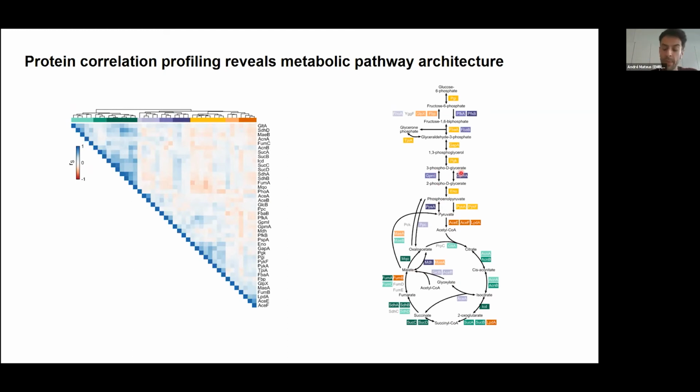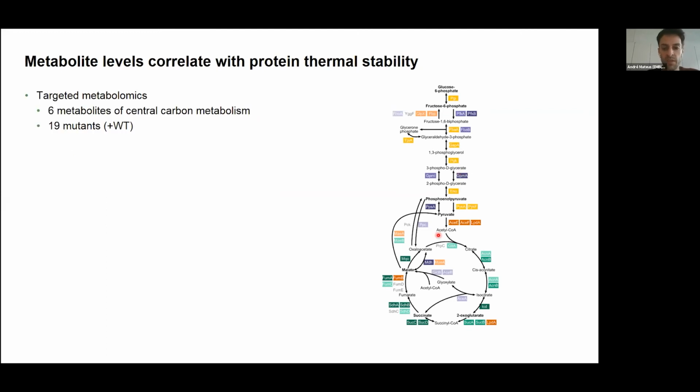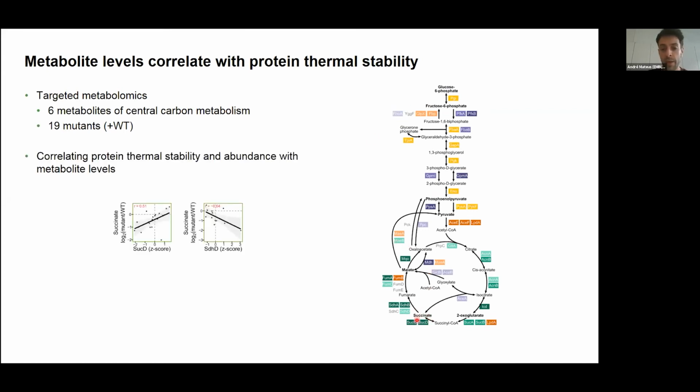So to study this a bit further and to understand if the changes that we're seeing are caused by protein thermals, are caused by changes of the metabolites in these mutants, we turned to metabolomics and we profiled 19 mutants and the wild type as a control. And we profiled with targeted metabolomics 6 metabolites of this pathway. And I'll show you one example here, which is succinate. And basically, we try to compare succinate levels with the thermal stability of SUCD, which is an enzyme that produces it. So every dot here is one mutant.